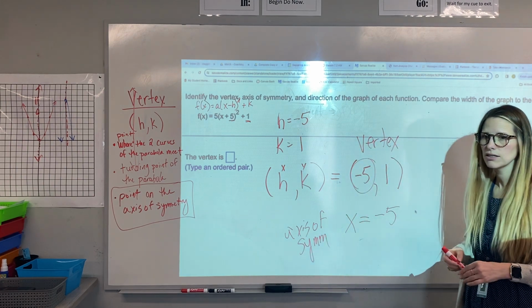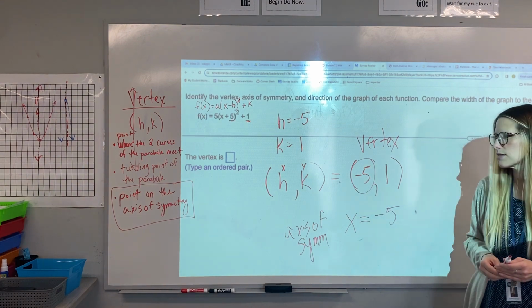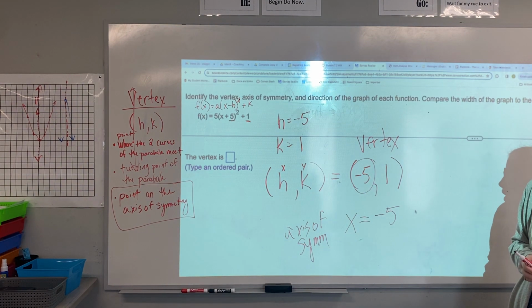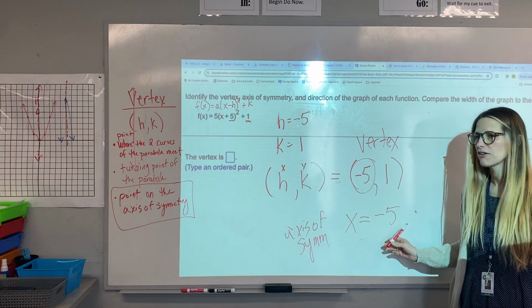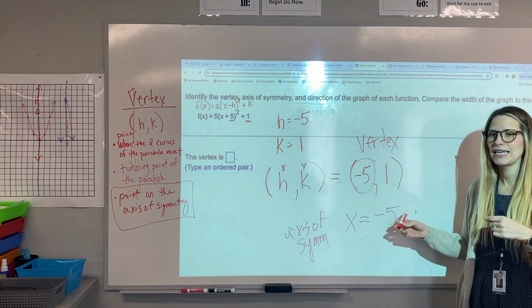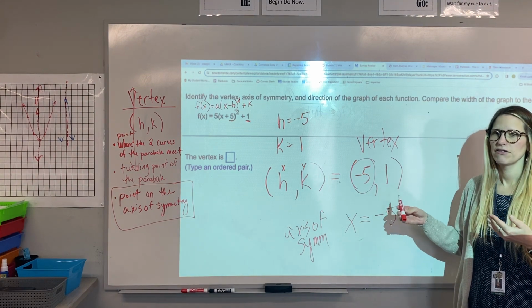Yep, for this function, because it is the x value of my vertex. If you wanted to explain that, you would say the axis of symmetry is x equals -5 because it is the x value of my vertex.